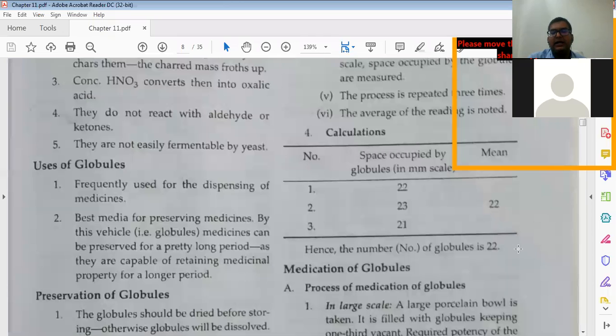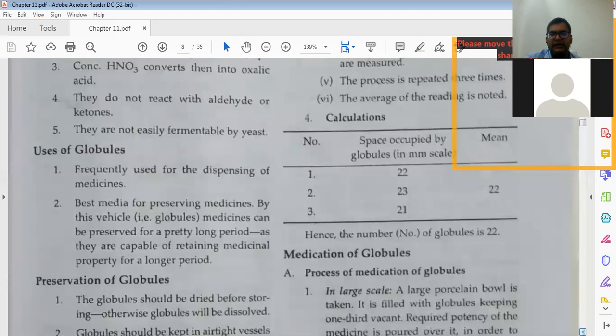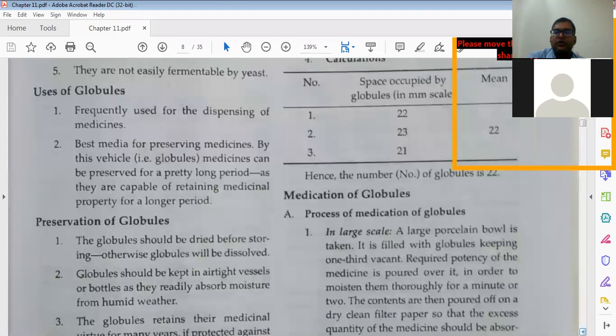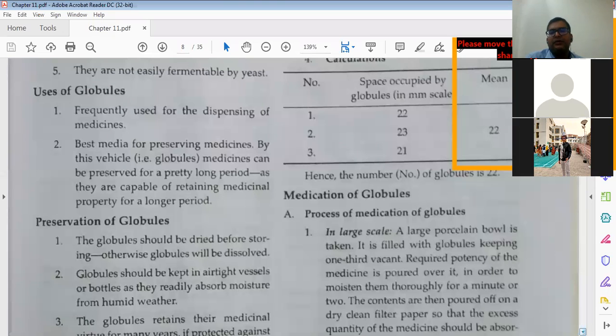What is the mean? 22, okay. But we know there is no size of globules that is 22 millimeter. So approximately the size will be 20 millimeter. But the size of globule is 20, and you do not have to write millimeter, because there is no scaling for that. Just write 22. Nowhere is size written. So the number of globules is 22, but 22 is equivalent to 20, that's why the size of globule is 20, okay. So you understood or not?